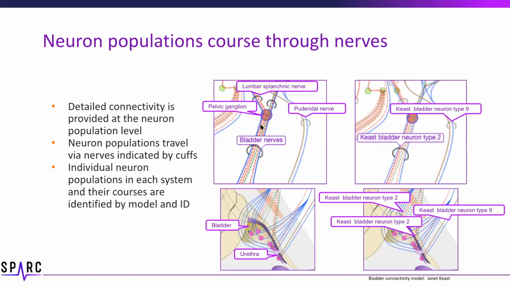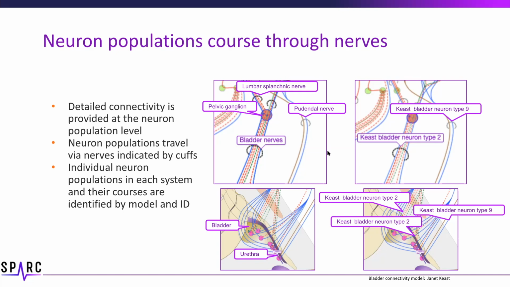If you look at these individual lines that you see on the maps, these each represent different neuron populations. These are neuron populations that are identified by the expert, in this case, Janet Keast, and they course through nerves. So if you see a SPARC map and zoom up, you see these little cuffs. These little cuffs are the nerves, but the lines that you see running through them, classified according to type, represent neuron populations: sympathetic, parasympathetic, sensory, and motor.